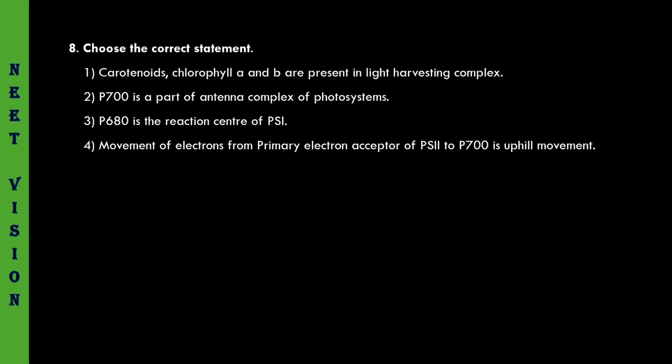P680 is the reaction center of PS1. No. It is the reaction center of PS2. Movement of electrons from primary electron acceptor of PS2 to P700 is uphill movement, no, downhill movement. So, first option must be the correct one.